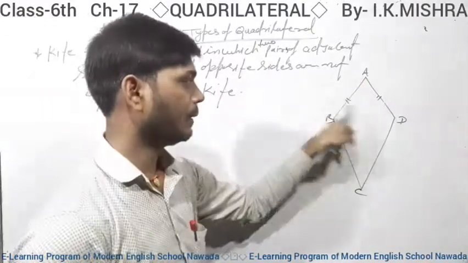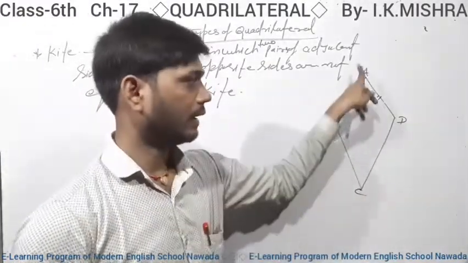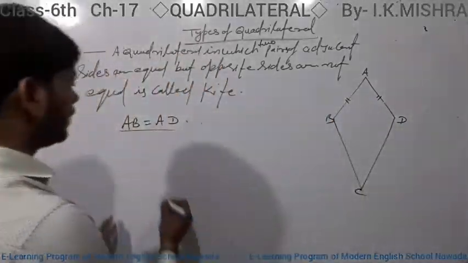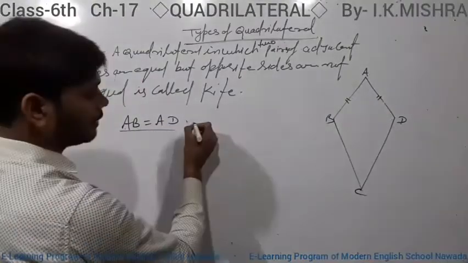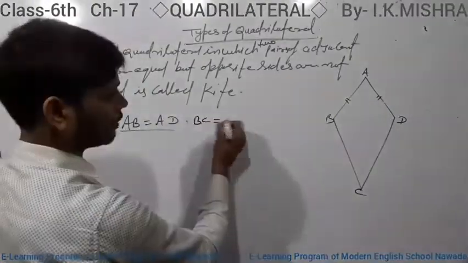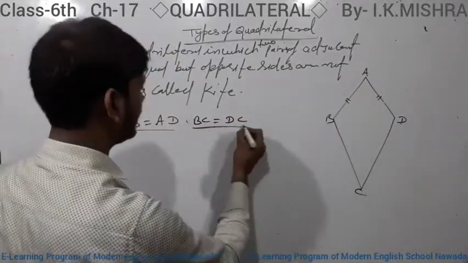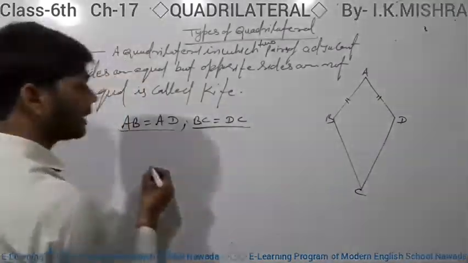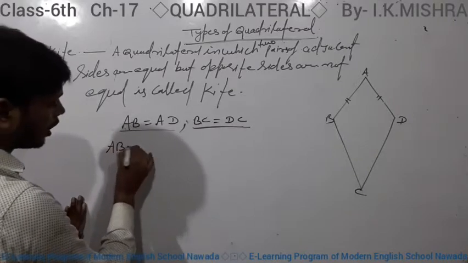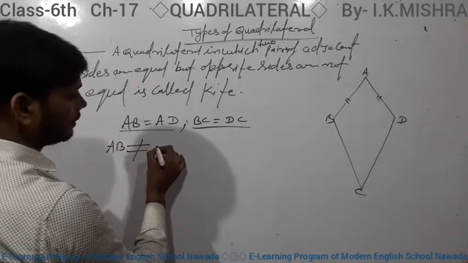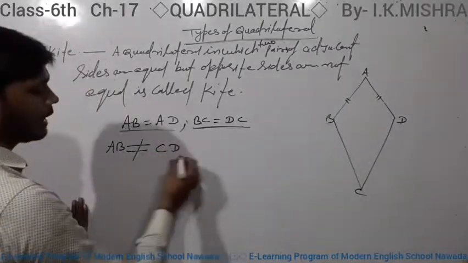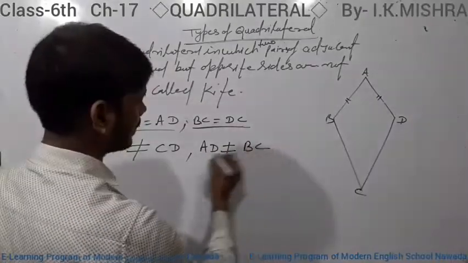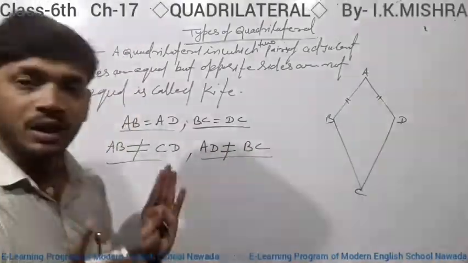Here observe, AB and DC are opposite sides, but they are not equal. Here AB is equal to AD, and here BC is equal to DC. BC and DC are equal. Two pairs of adjacent sides are equal, but here AB is not equal to CD, and AD is not equal to BC. Clear, friends? Here opposite sides are not equal.